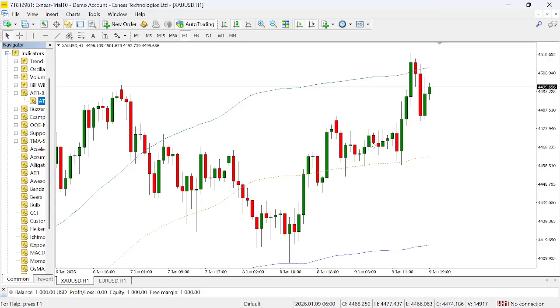This overview highlights how the self-adapting band design can simplify range trading by automatically adjusting to market conditions.